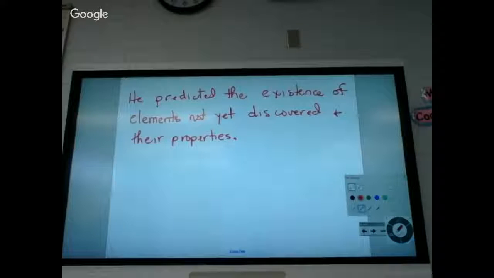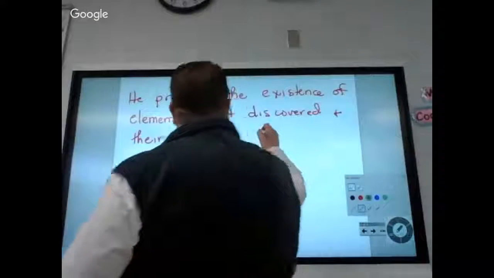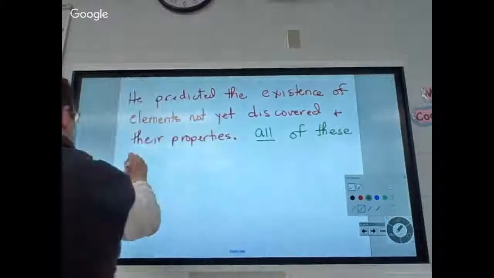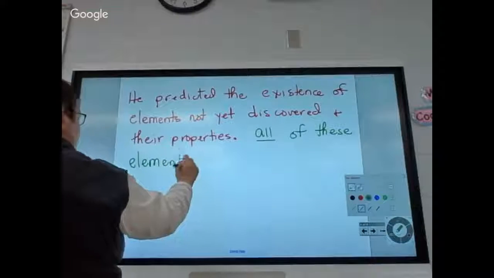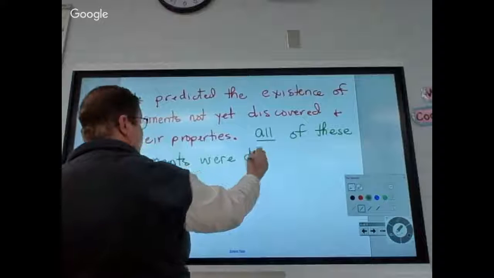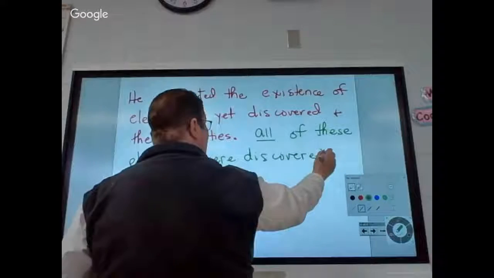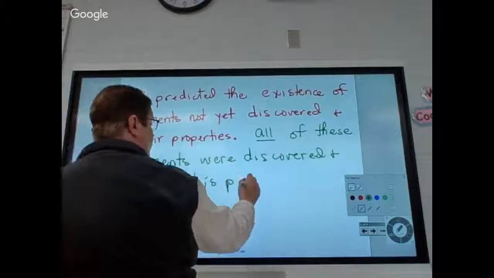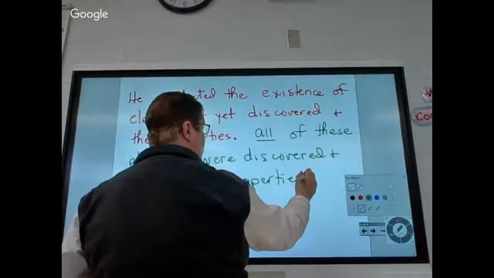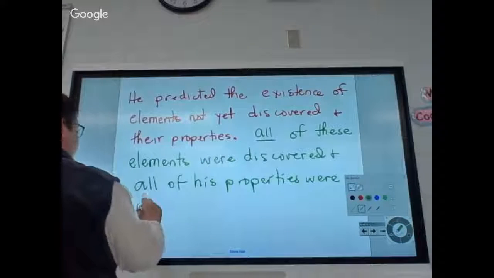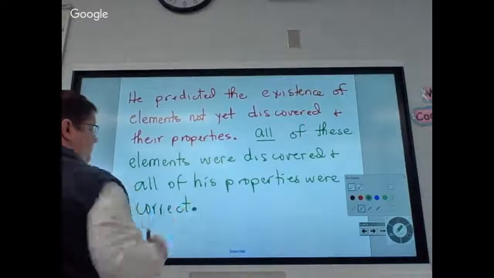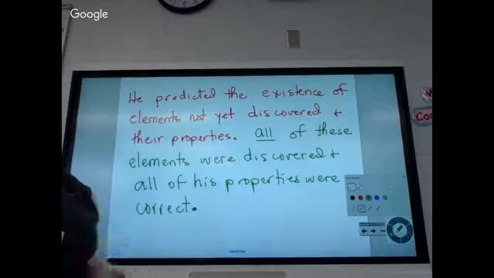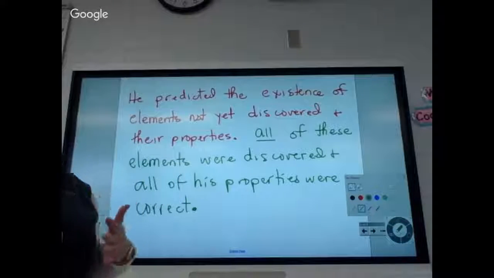Now, what, Tomas? Yes, all of these elements were discovered, and all of his properties were correct. Now, because all of this was right, we sort of overlooked the fact that his mass was wrong, okay?